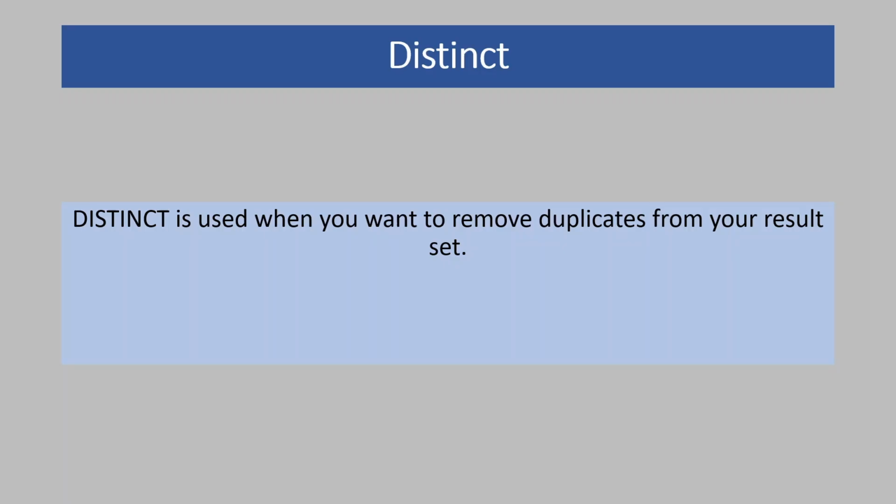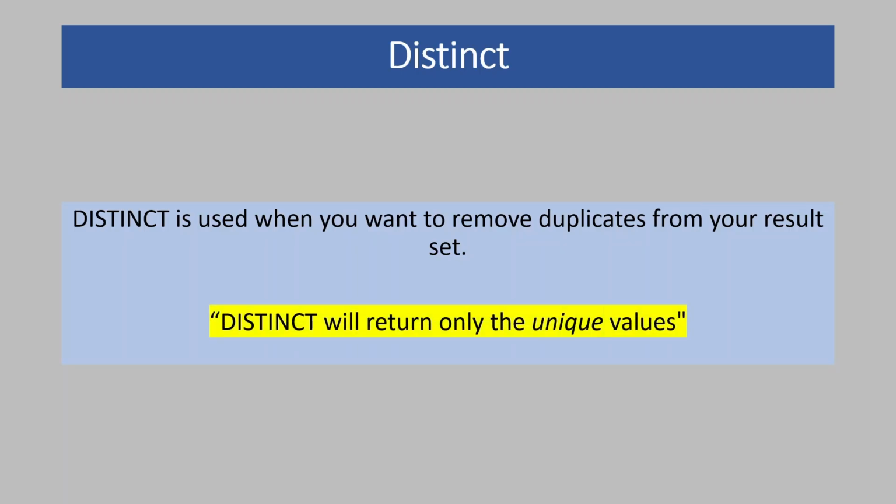So what is distinct? Distinct is used when you want to remove duplicates from your result set. Just think of this: if your column has repeating values, for example multiple rows with the same city name or a product category, distinct will return only the unique values. This tells SQL to ignore the duplicates and show me each state only once. That's what it means. Distinct will return only the unique values.